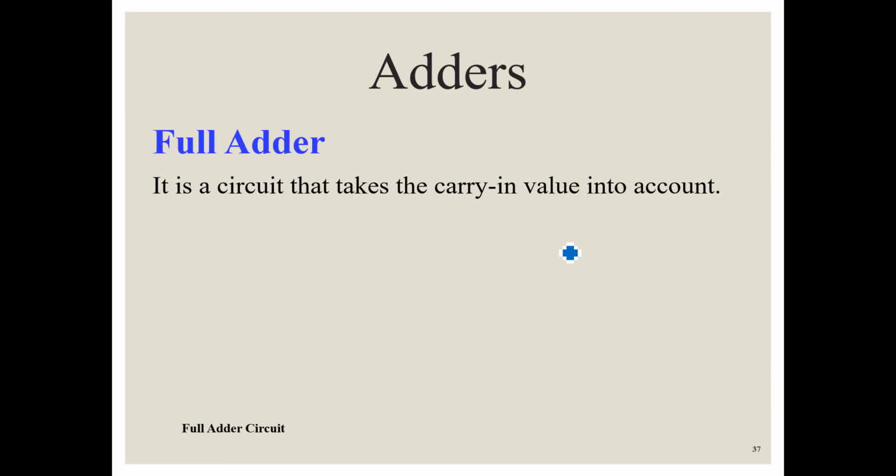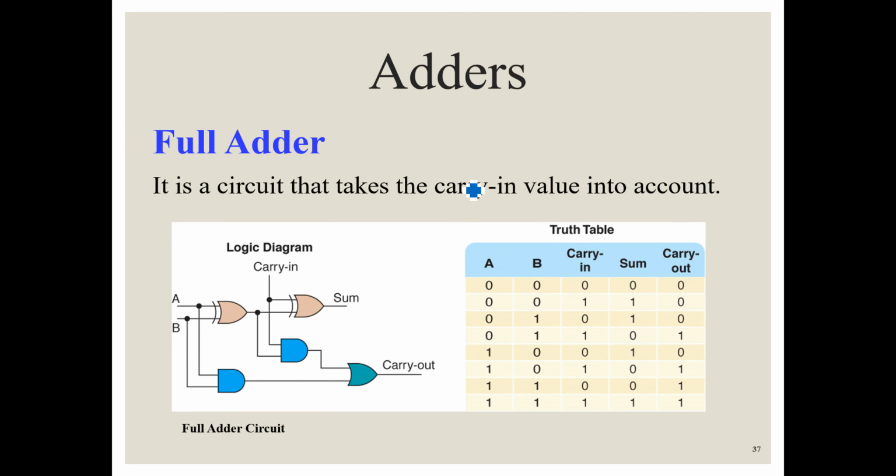Now the full adder. It is a circuit that takes a carry in value. Whatever the carry in comes out, that will become the third input to the full adder. You can see now, full adder means what? This part is one of the half adders, and this is another half adder.